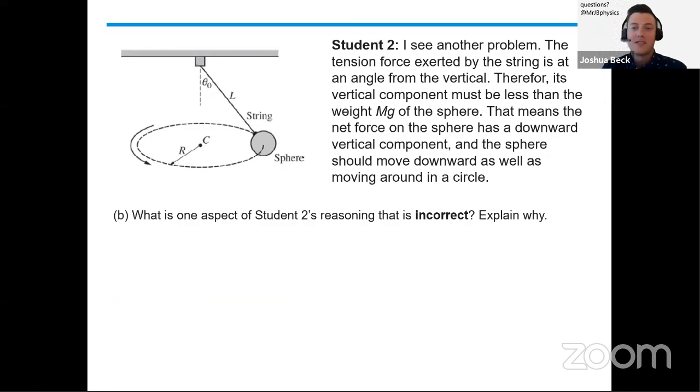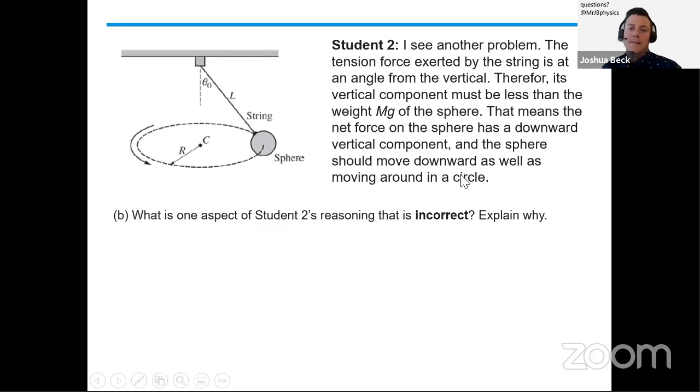Now student two decides to chime in, says, hey, you know what? I see another problem. The tension force exerted by the string is at an angle from the vertical. That's true. Therefore, its vertical component must be less than the weight of the sphere. That means the net force on the sphere has a downward vertical component, and the sphere should move downward as well as moving around in a circle.